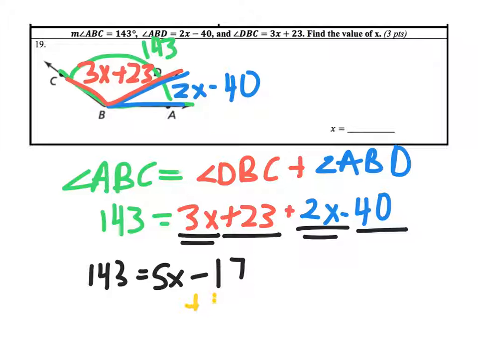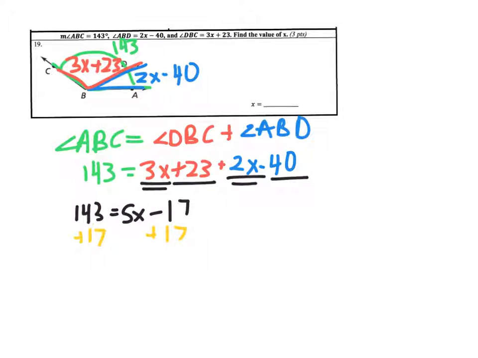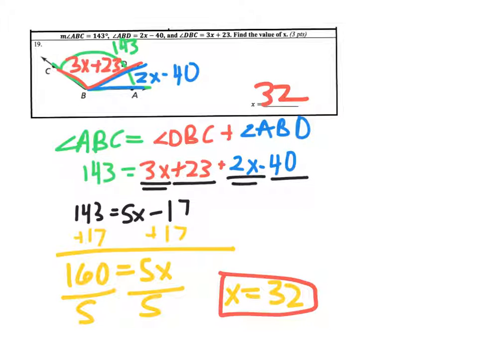Your next step is going to be to add 17 to both sides. I'm going to zoom out just so I have a little more space. When I do that, I get 160 equals 5x. We'll divide both sides by 5. And we get x equals 160 divided by 5, which equals 32. Yes, 32. Sorry, I just want to make sure I give you the right answer. So my final answer would be x equals 32. And that gets you through number 19.